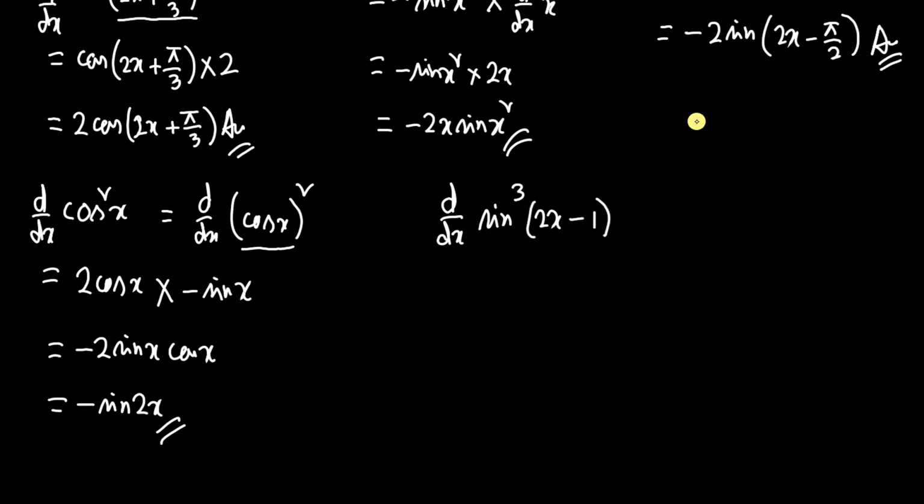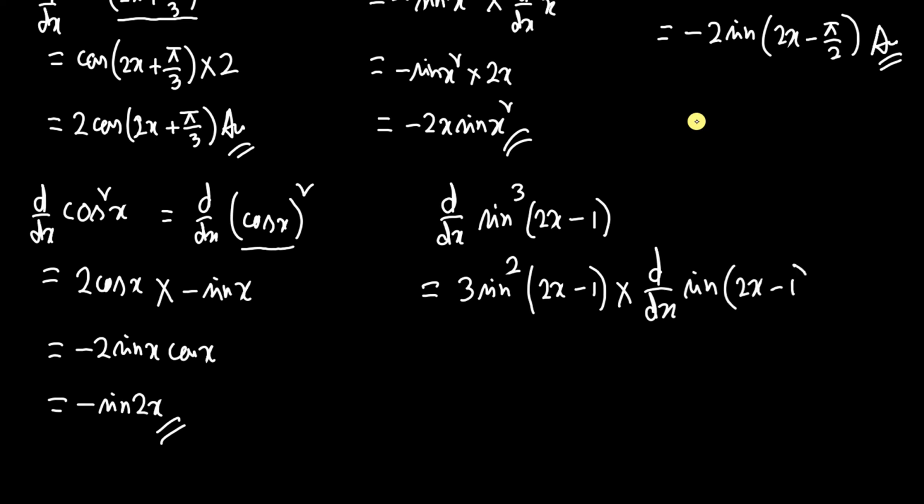How to differentiate this? First we need to differentiate the power, 3, then subtract 1 from the power. 3 minus 1 is 2, and inside the angle is 2x minus 1, into d by dx of sin(2x minus 1). So now we put 3 sin squared (2x minus 1) into, inside the bracket, sine is converted to cos(2x minus 1).